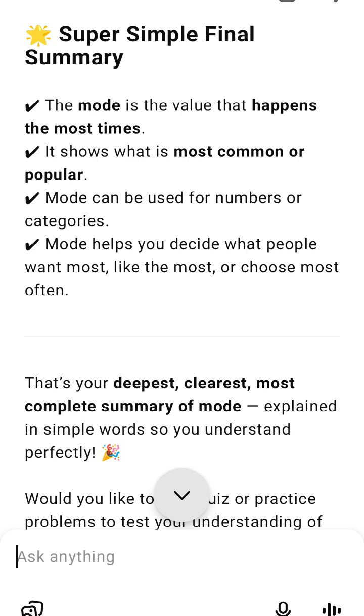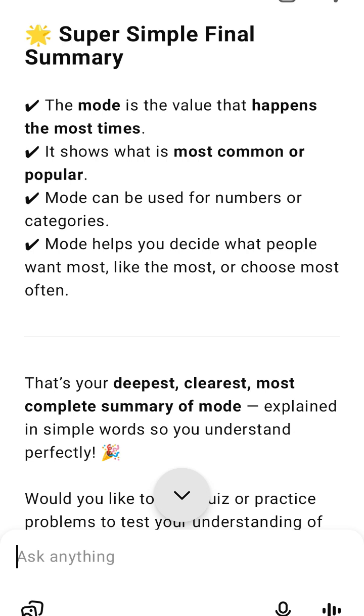When to use mode. Use mode when you want to know what people buy the most, shopping. What marks or grades most students got, education. What choice most people make, surveys and polls. Simple formula for finding mode. 1. List all your numbers or items. 2. Count how many times each appears. 3. The one with the highest count is your mode.